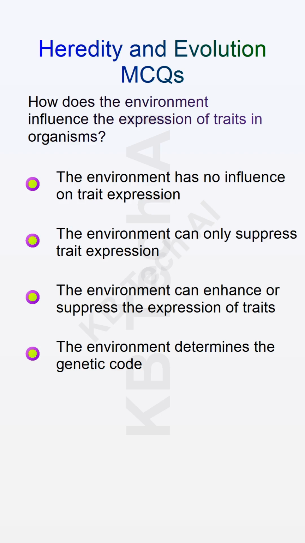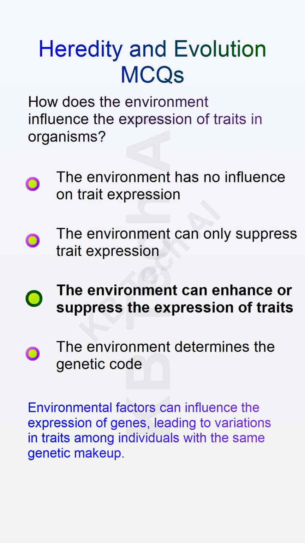How does the environment influence the expression of traits in organisms? Option 1, the environment has no influence on trait expression. Option 2, the environment can only suppress trait expression. Option 3, the environment can enhance or suppress the expression of traits. Option 4, the environment determines the genetic code. The answer is, option 3, the environment can enhance or suppress the expression of traits.